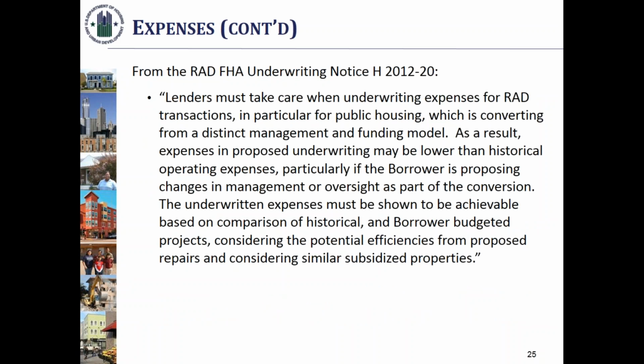And then, actually straight out of the RAD underwriting notice, I just wanted to read this to you. It said, the lenders must take care when underwriting expenses for RAD transactions, in particular for public housing, which is converting from a distinct management and funding model. As a result, expenses in proposed underwriting may be lower than historical operating expenses, particularly if the borrower is proposing changes in management or oversight as part of the conversion. The underwriting expenses must be shown to be achievable based on comparison of historical and borrower budgeted projects, considering the potential efficiencies from proposed repairs, and considering similar subsidized properties.